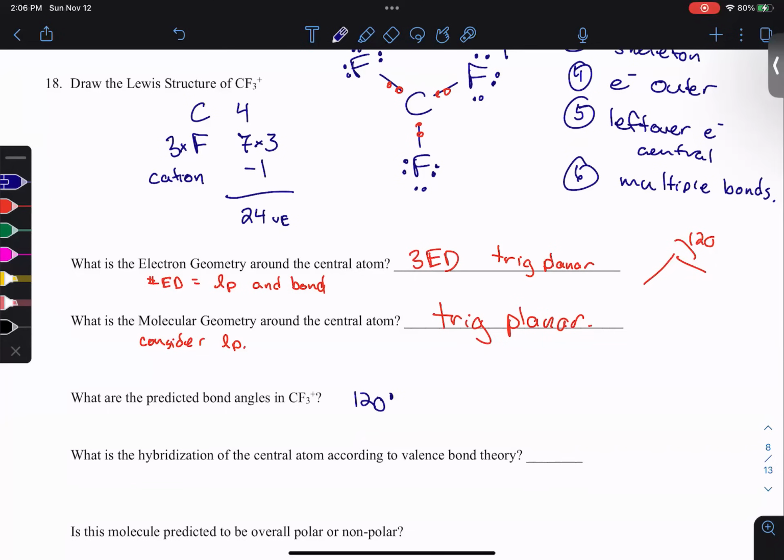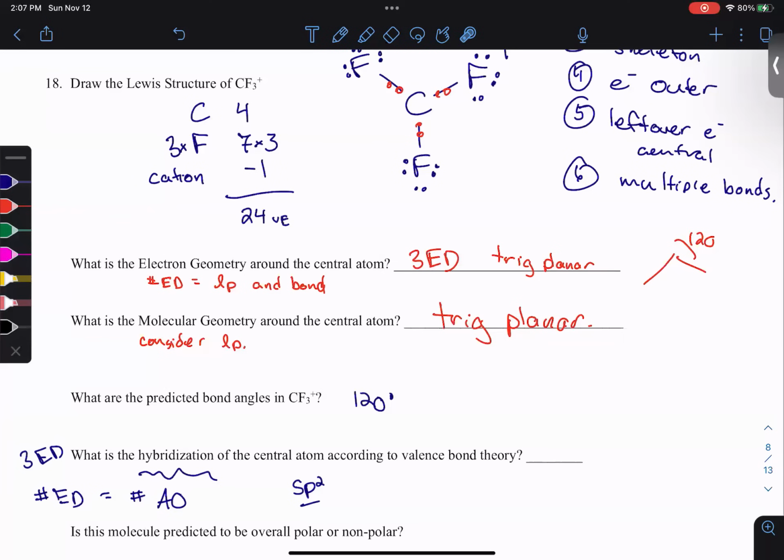What is the hybridization of that central atom, according to valence bond theory? What do we think? sp2. So how do we get that? So for hybridization of the central atom, the big idea here is the number of electron domains that we use to get the geometry is equal to the number of atomic orbitals we need to hybridize. So in this case, there's 3 electron domains, so we want to combine 3 different atomic orbitals to hybridize that central atom. So it means an s orbital and 2 p orbitals. So that's why we say sp2. There's 3 electron domains about that central atom.